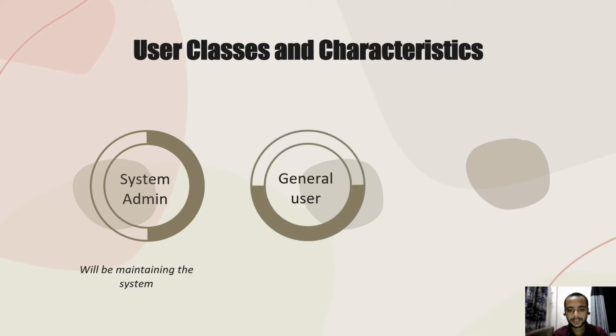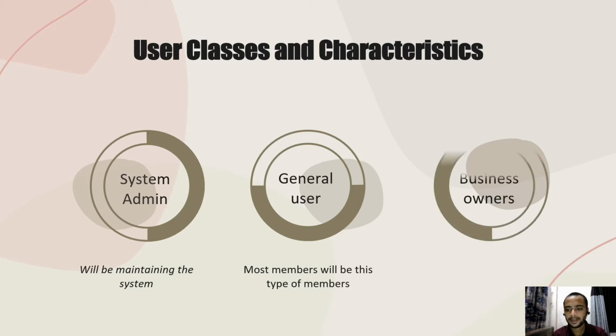Then we have general users. Most members will be this type of members. They will be able to find their desired services from business owners using this system. Then we have business owners. They are upgraded general users who have upgraded their account to business user accounts, and they will be able to post about their services and communicate with general users to provide them services.